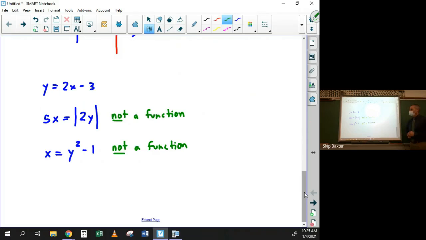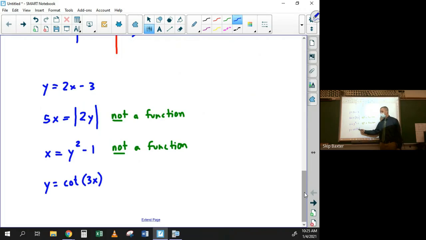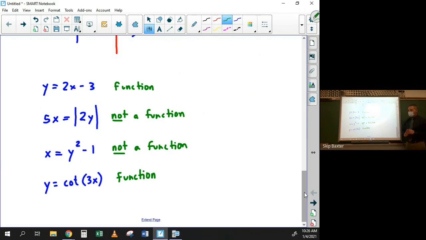But if I have something like y equals cotangent 3x, then this is a function, because if I substitute in any x value, there's only going to be a single trig value that pops out. There's no way I could plug in one x value and get two different numbers for the value of y. So this one is a function, as is this. So that's the first skill you have to have.